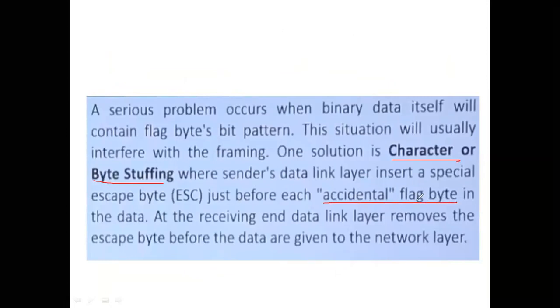Suppose the same flag exists in the payload field, then immediately we can insert the escape byte. Suppose the escape also exists in the payload field, then we can add one more escape in the payload field. At the receiver end, the data link layer removes the escape byte before the data goes to the network layer. So this problem we can solve by using character stuffing.